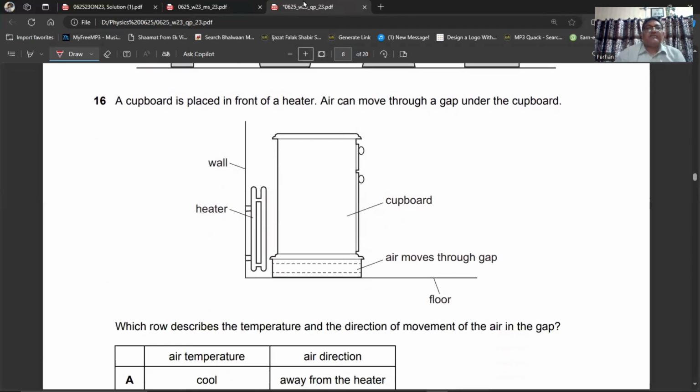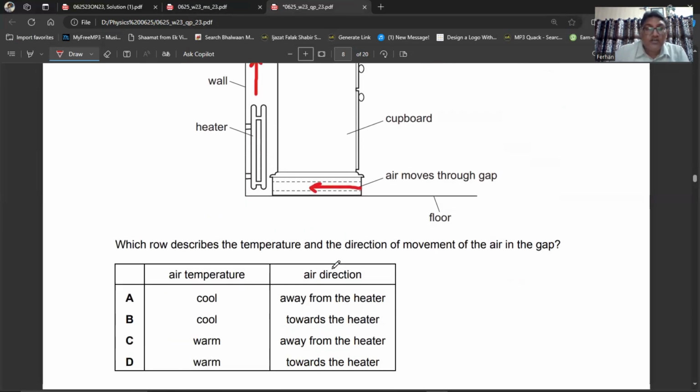Question number 16. A cupboard is placed in front of a heater. The air can move through a gap under the cupboard. Which row describes the temperature and the direction of the movement of the air in the gap? You see, the hot air, which is less dense, will rise from here. And the cold air, which is more dense, will be coming from this gap here. So the air in this gap is cold and its density is more.